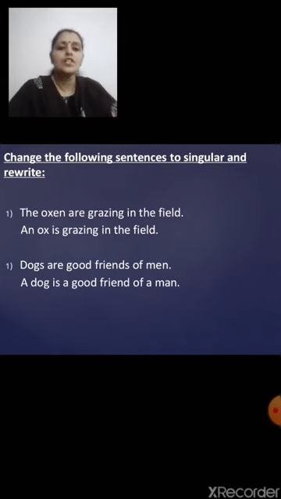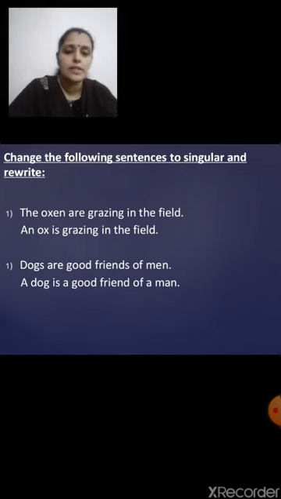Now, let us change the following sentence to singular and rewrite. Right? Now, the plural form of the sentence is given. We are going to change into singular and rewrite the sentence. The oxen are grazing in the field. So, the oxen over here is a noun, which is a plural noun. I'm going to change it to singular noun.